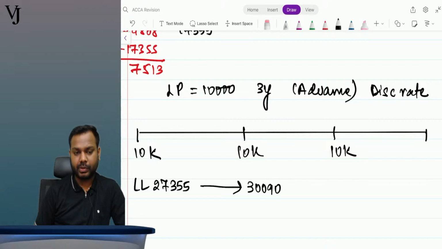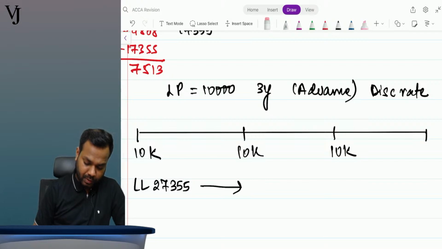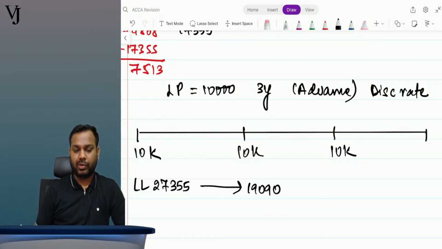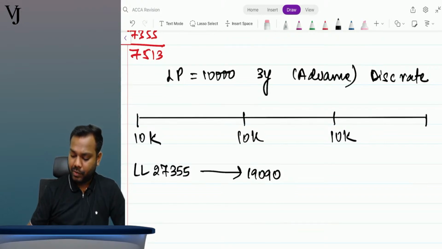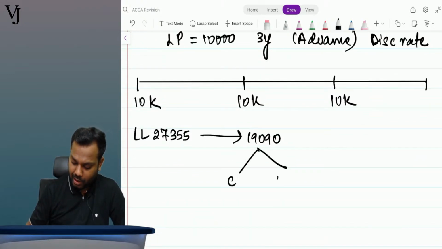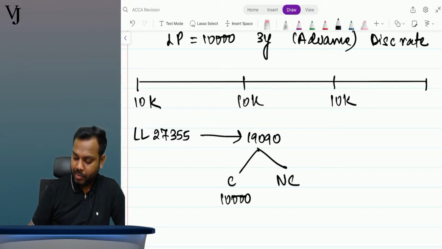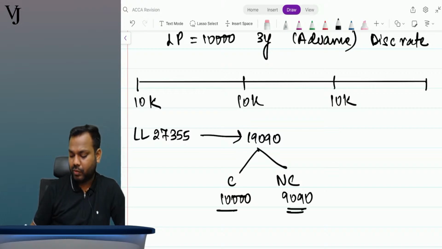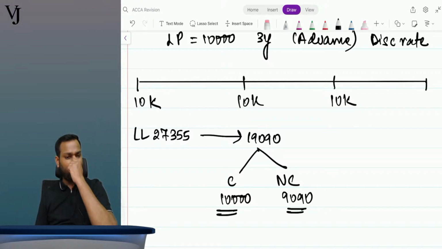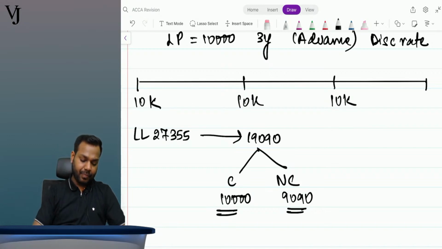Sorry, just a minute. 1.1 divided by this GT into 10,000 plus 10,000 plus 1325 minus 10,000 into 1.1 is 19090. Sorry, it is 19090, right? 19090 is the value. Now if you have to divide it into current and non-current, current will be 10,000 and the non-current will be 9090. This is how you will do it. Is it clear, everyone?